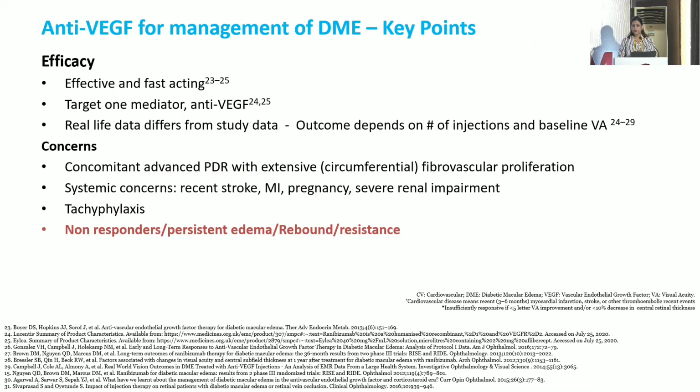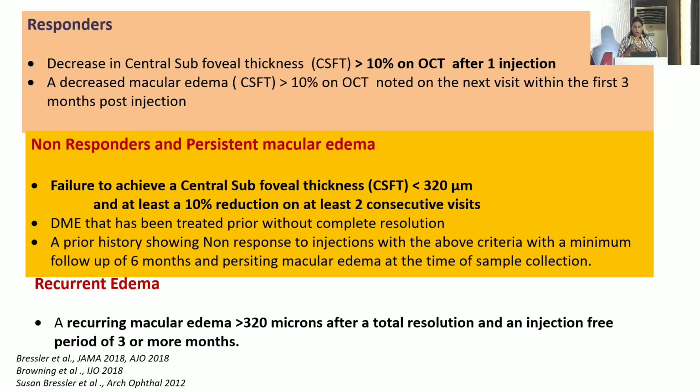Anti-VEGFs are considered the first-line therapy and are effective, but the major concerns are in patients who have extensive fibrovascular proliferation. Obviously, it will lead to a crunch phenomenon and TRD, systemic concerns, and then non-responders, persistent edema, rebound, and resistance. Non-responders in cases of anti-VEGF are about 1/3, whereas with steroids it is about 1/6, and around 1/3 to 2/3 of DME patients fail to achieve complete resolution even after 1 to 2 years of intensive anti-VEGF therapy.